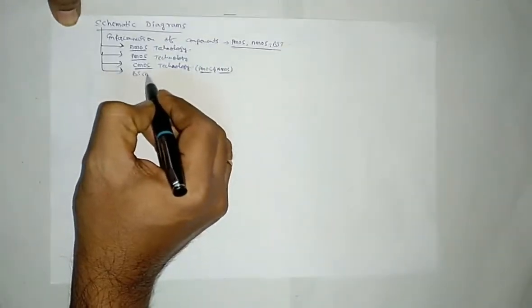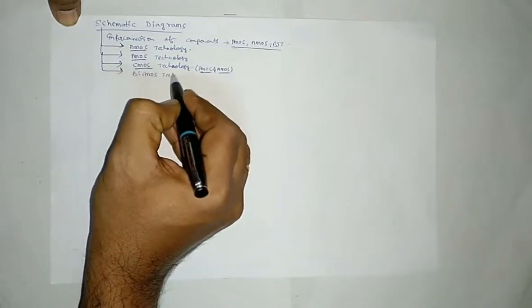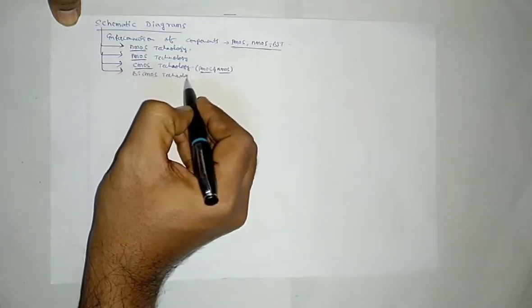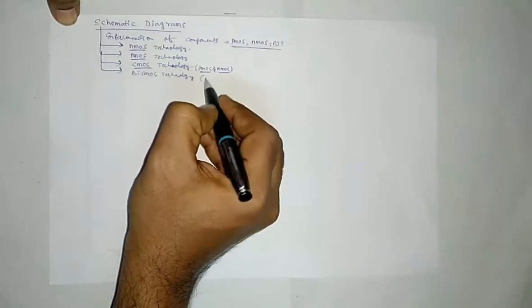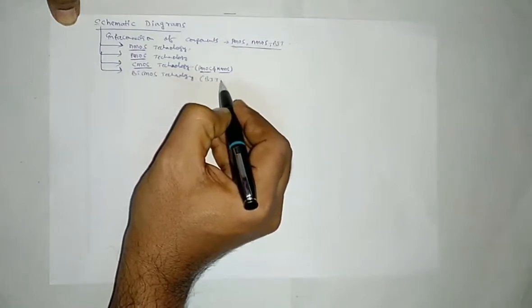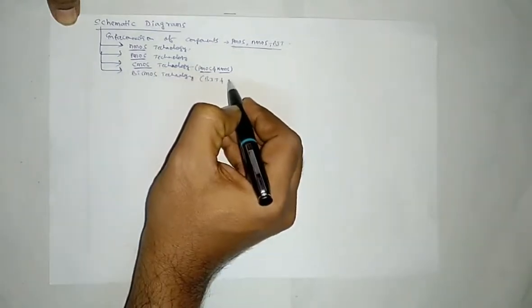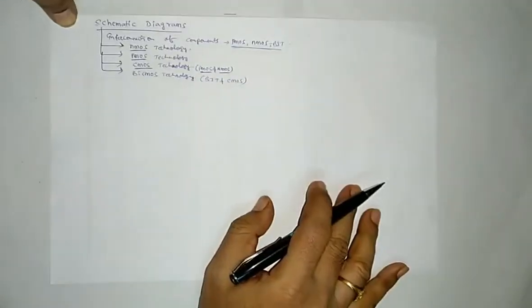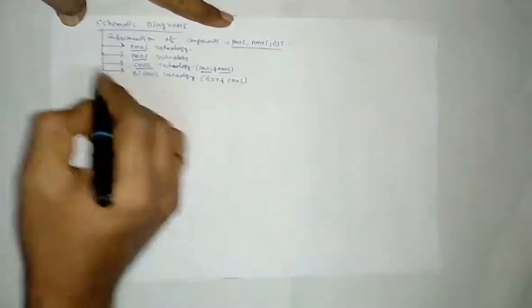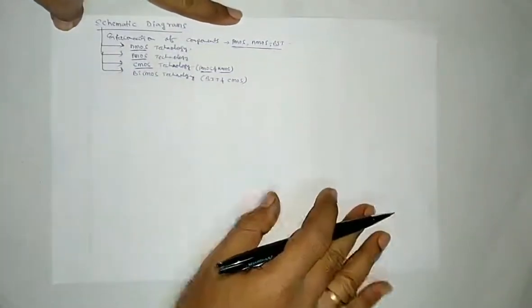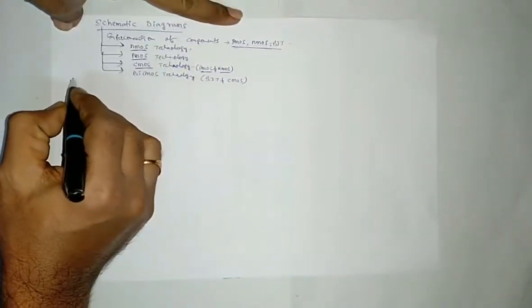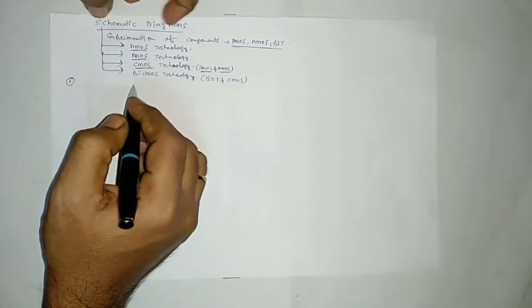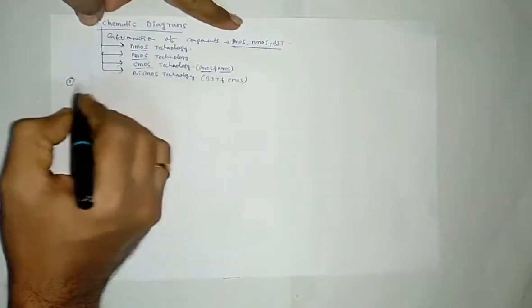And BiCMOS technology or BiCMOS logic. In this, it is a combination of bipolar junction transistors and CMOS, that is PMOS and NMOS transistors. So now we are going to draw schematic diagrams of different logic gates and combinational circuits.